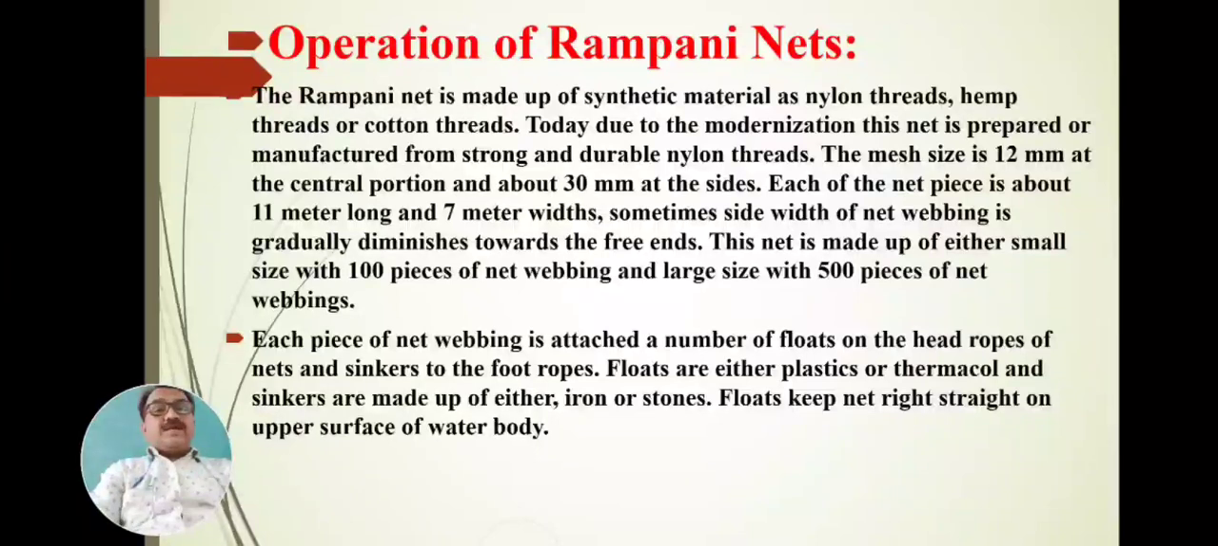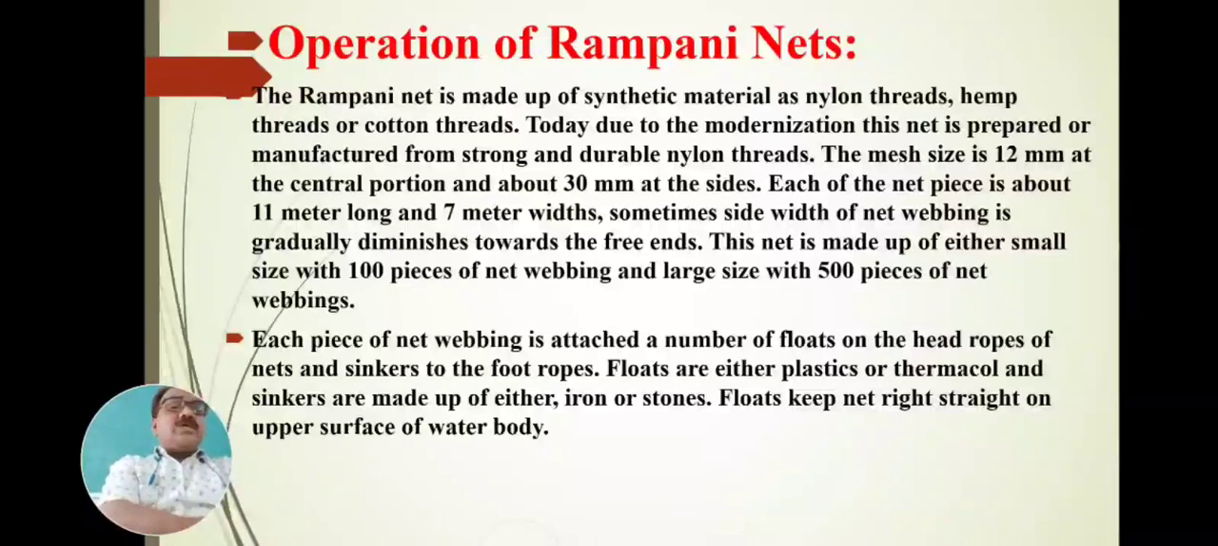The Rampani net is made up of synthetic material such as nylon threads, or hemp threads, or cotton threads, or jute threads. Today, due to modernization and modern techniques and tool industry, this net is prepared and manufactured from strong and durable nylon threads.